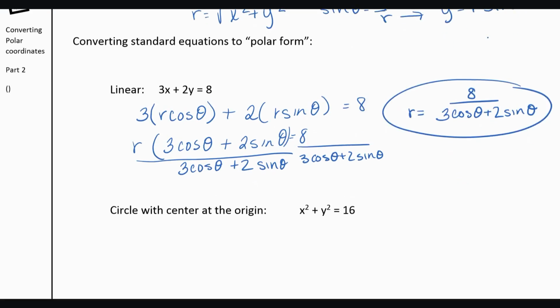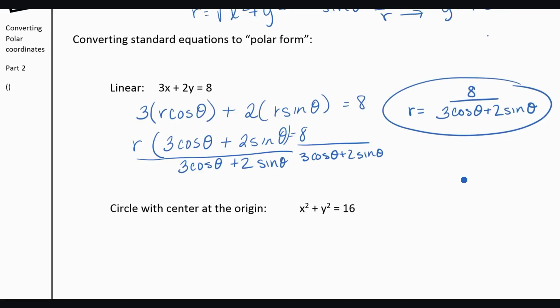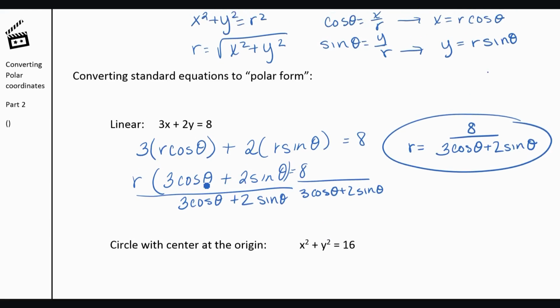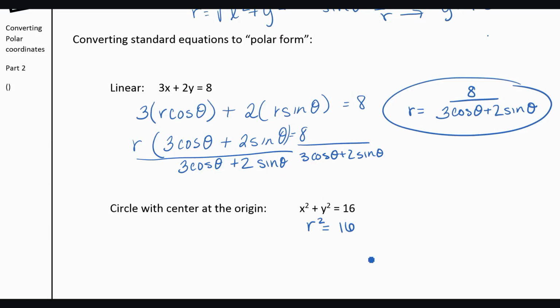Okay, but let's look at circles. So here we have x squared plus y squared equals 16. We're going to use the fact that x squared plus y squared equals r squared. So we can say r squared equals 16. And now when we want to solve for r, we would take the square root of both sides, and we would just say r equals 4.